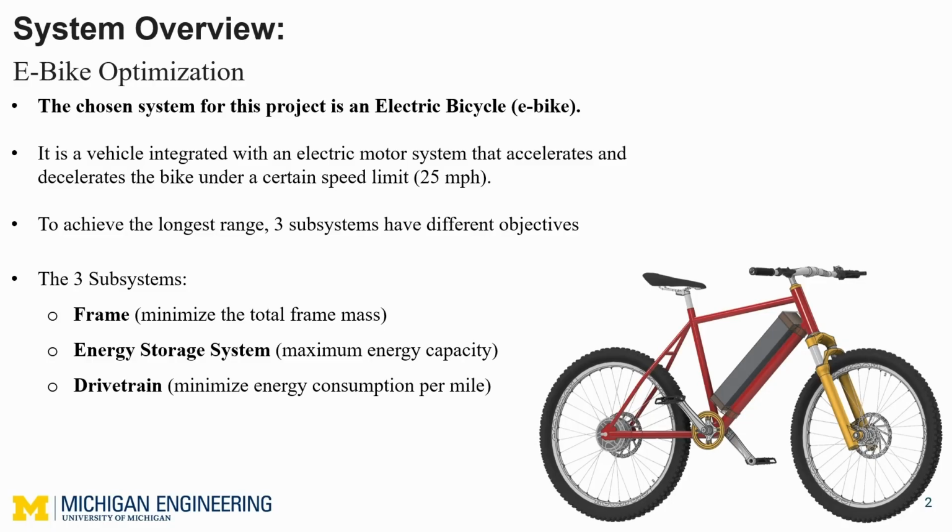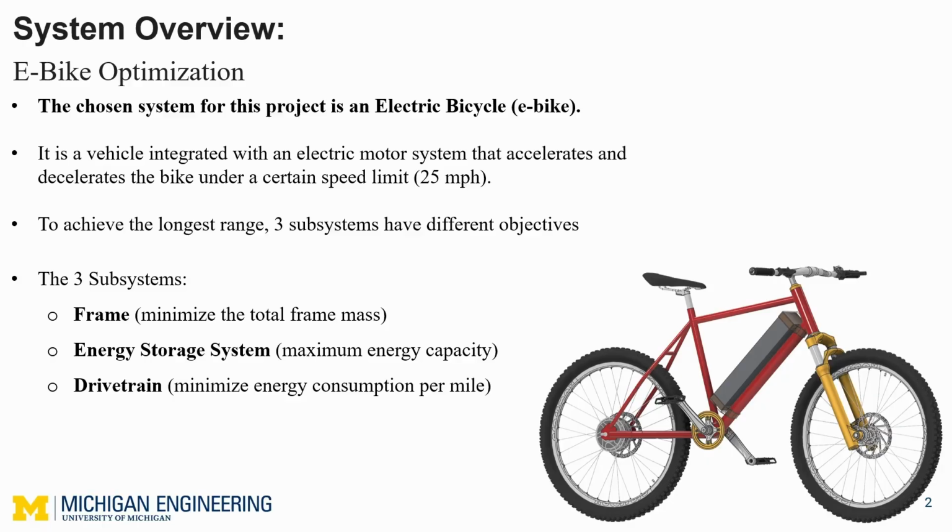For this project, we focused on the design optimization of an e-bike. It is a vehicle integrated with an electric hub motor on the rear wheel that accelerates and decelerates the bike within a specific speed limit. We have set this limit to 25 miles per hour, which is a safe speed for commuting inside campus.